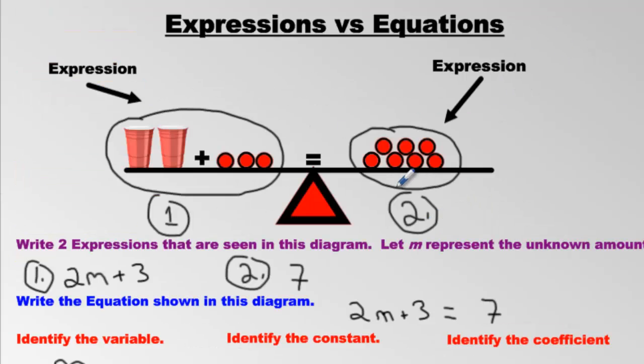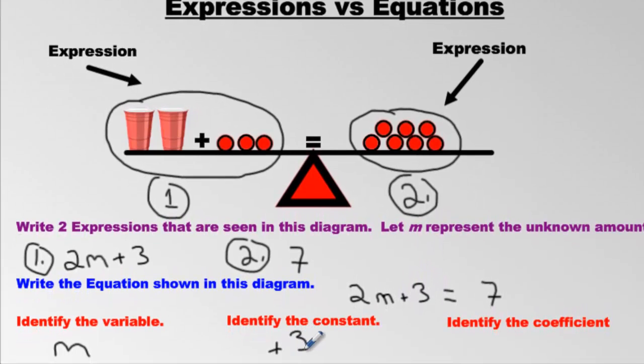Let's take a look here. It's the plus 3. It's these things. That's the constant. So make that arrow and point it over here.